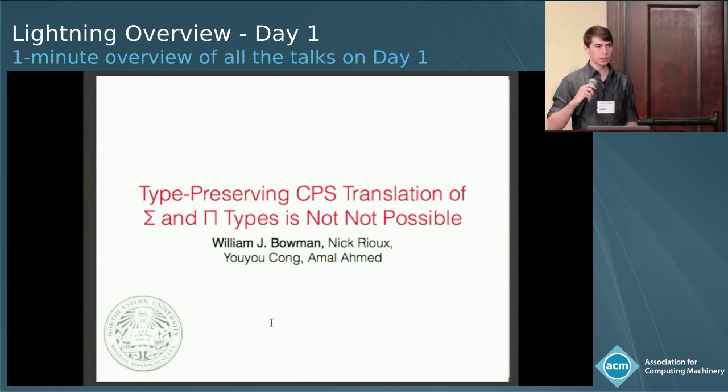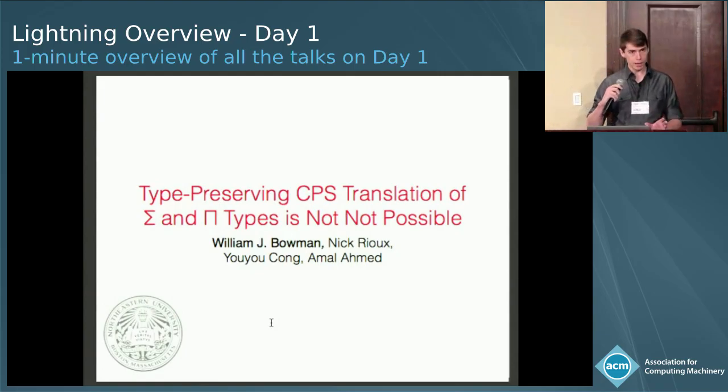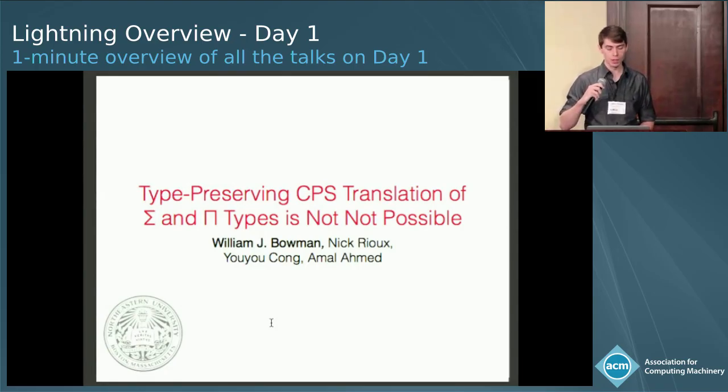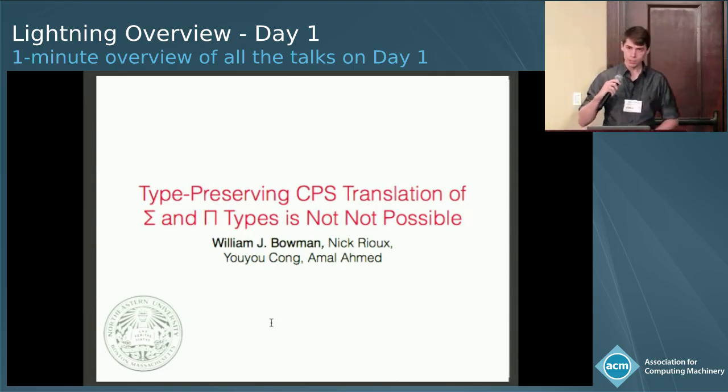So the CPS translation is the first part of such a compiler and is in many ways the hardest part, because about 15 years ago, with some caveats, it was proven that type-preserving CPS is impossible once we have sigma types. So if you want to know how we exploit the caveats in that result and how we develop this translation, come see my talk later today.